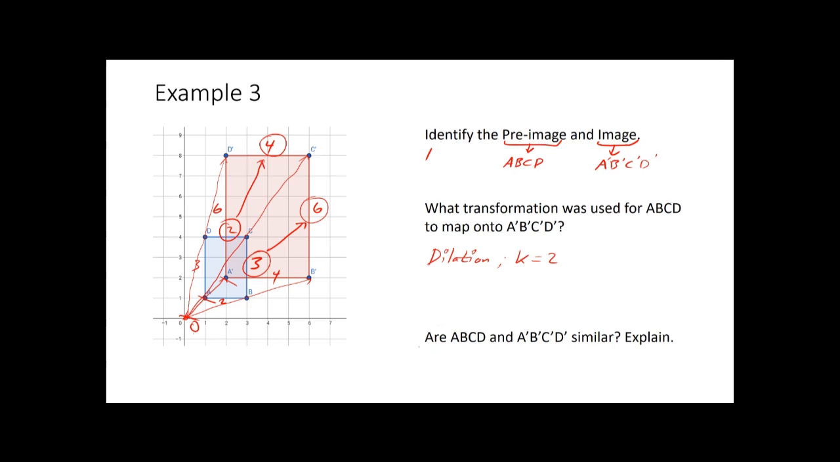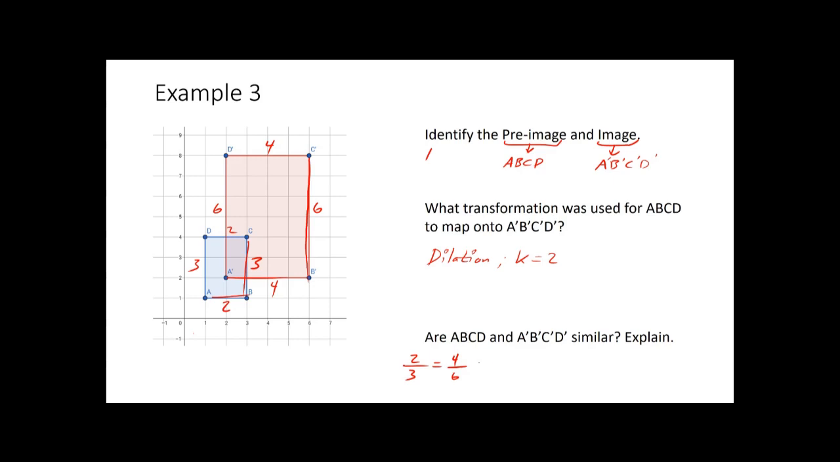All right. Now, are they similar? Explain. So again, let me clean this up a little bit. Let me try to keep the dimensions there. There we go. So if we keep the dimensions, the blue guy was 2 by 3, right? So 2 by 3. And then the red guy was 4 by 6. Now, if we actually reduce 4 by 6, it's 2/3.